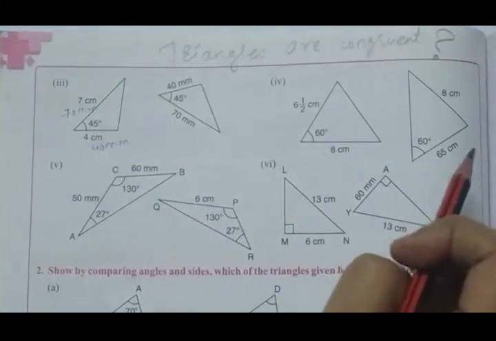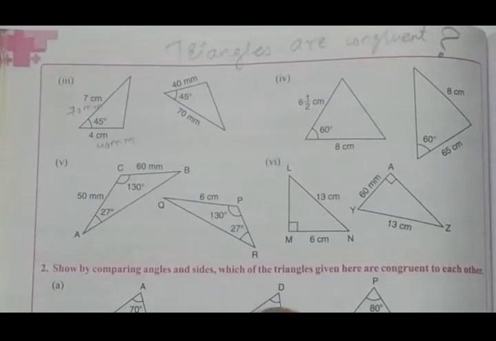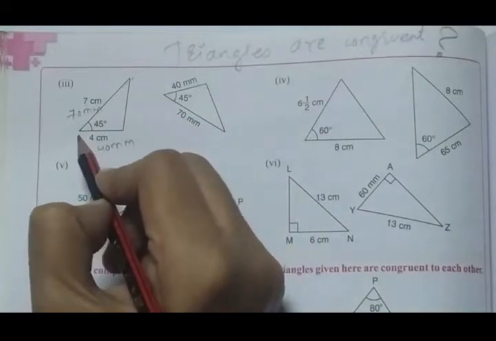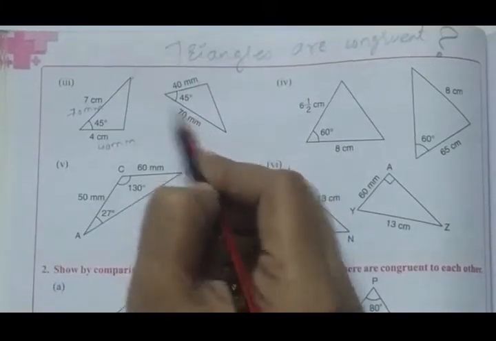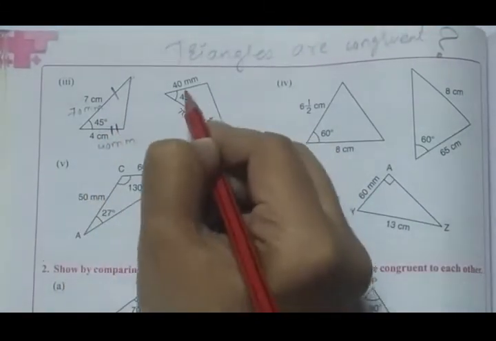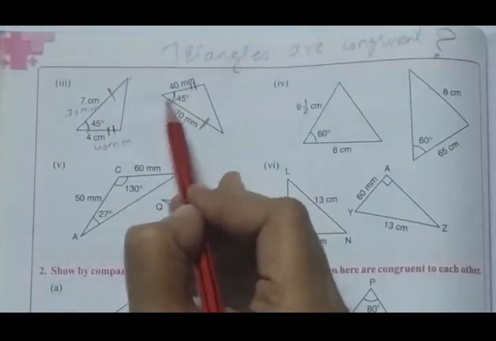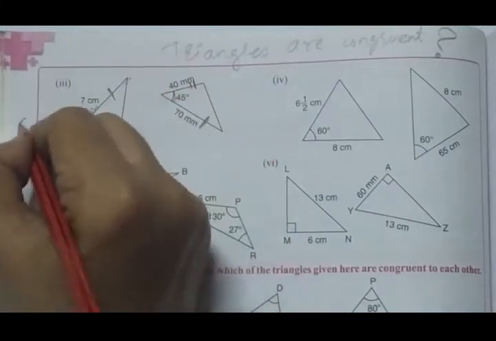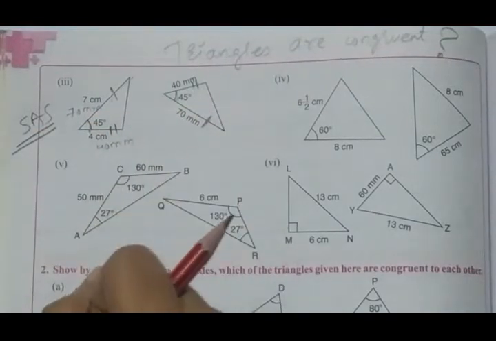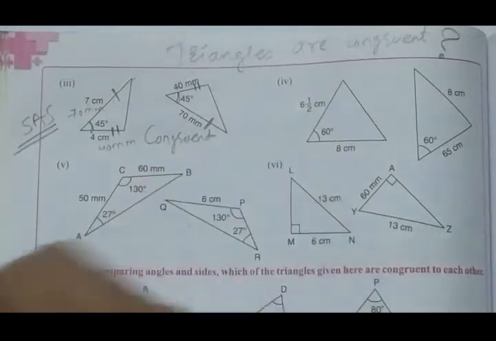So for correspondence, you need to check for the criteria: side angle side, or angle side angle, or RHS. Here you can see that this side 7 centimeter, 70 mm, is equal to this side, and this 4 centimeter, that is 40 millimeter, is equal to this 40 millimeter, and this angle is also the same as this angle. So you can say side angle side. By SAS criteria, these two triangles are congruent. Yes, they are congruent to each other.